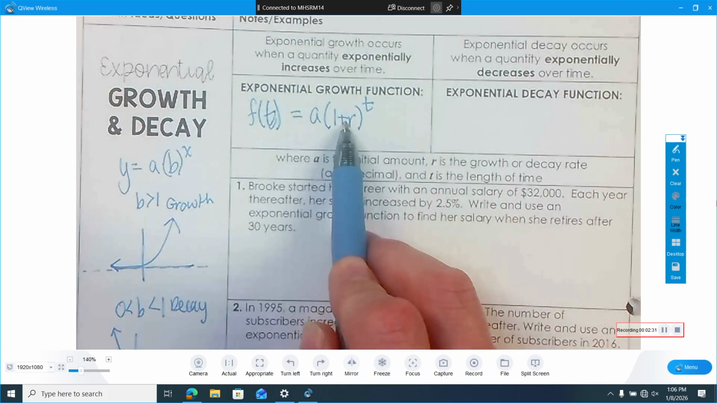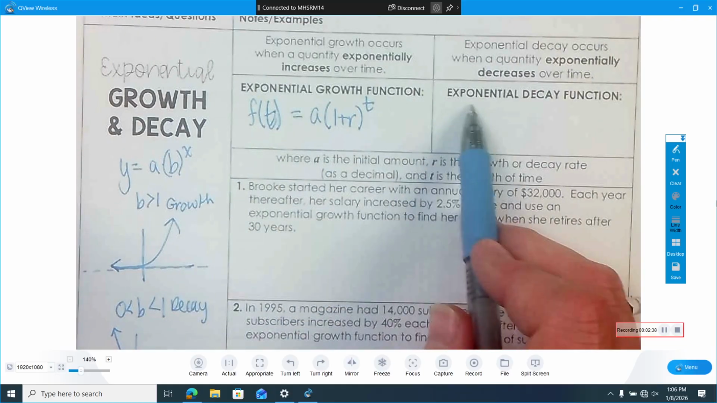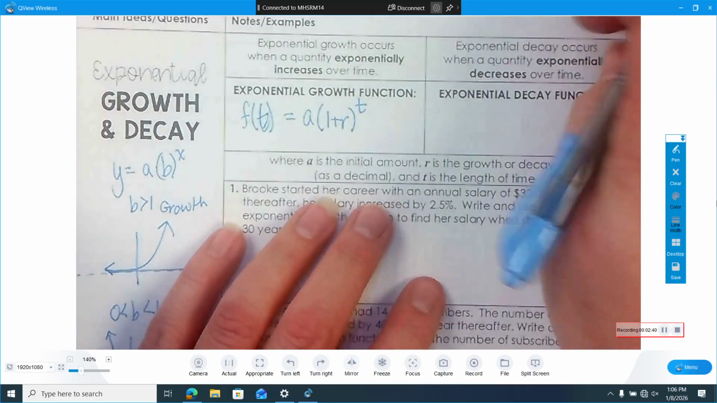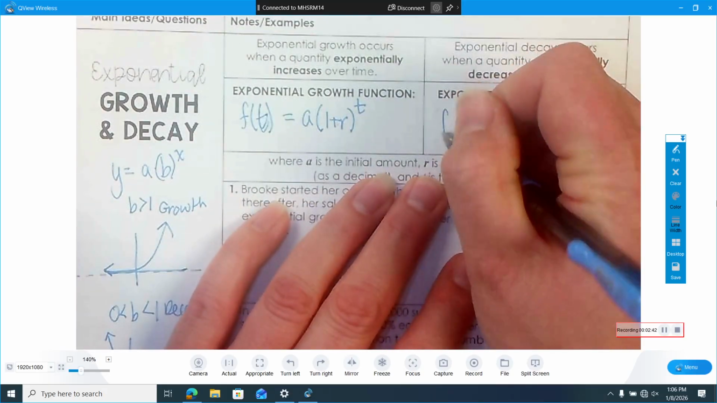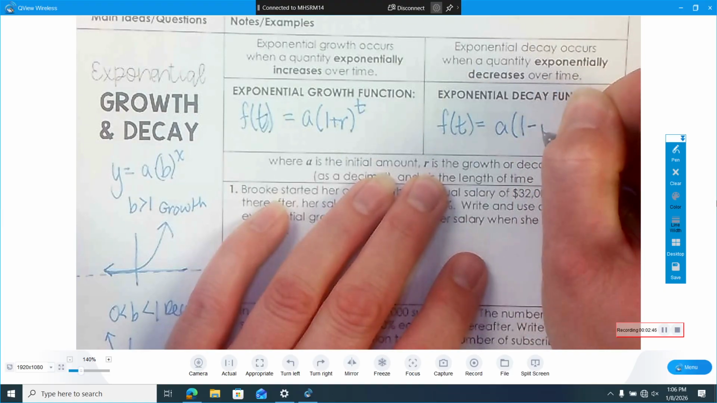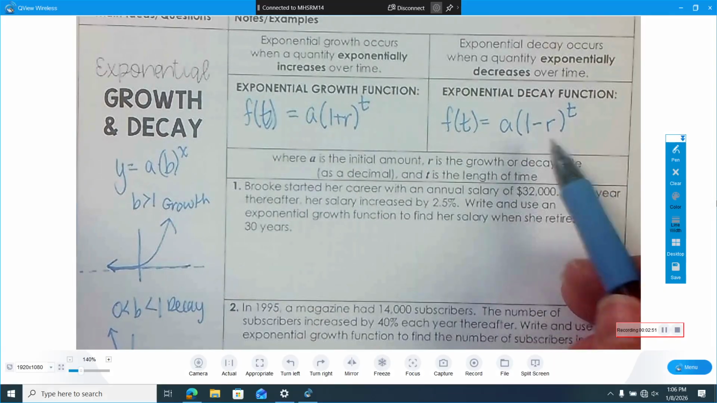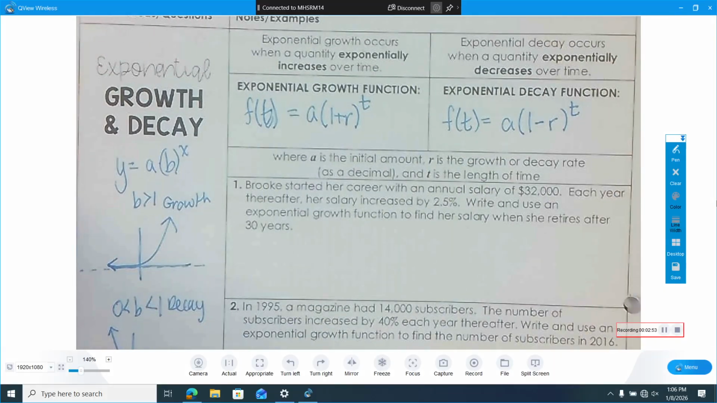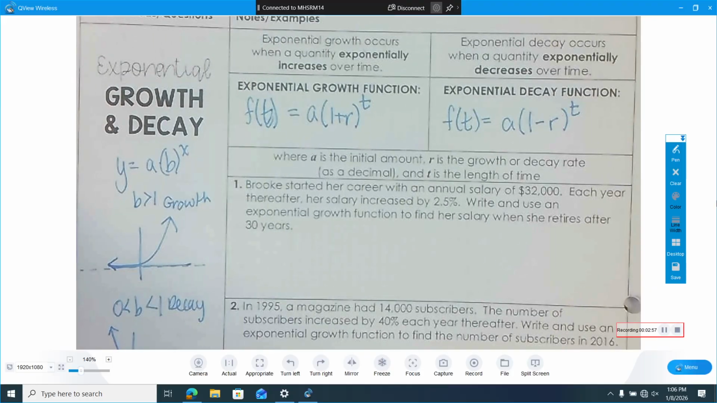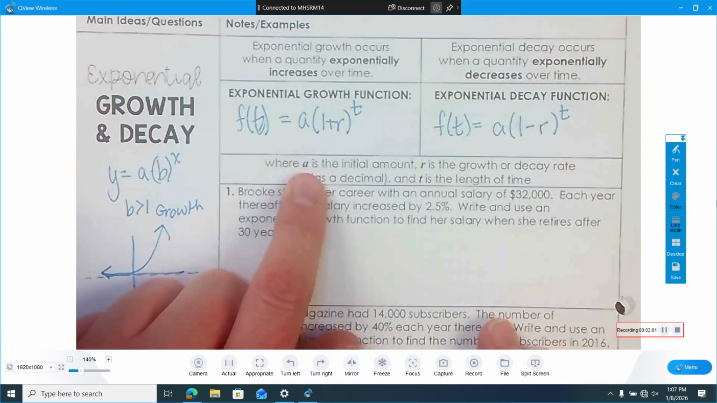Now this is growth because we're adding something so it becomes bigger than 1. Okay. What do you suppose I need to do for decay? Subtract, exactly. So it's f of t equals something times the quantity 1 minus r to the t. And again, it's decaying. We're subtracting from 1. That's going to give us something less than 1. And so that's going to give us something that's decaying over time. Now, what do those letters mean? They stand for certain things.